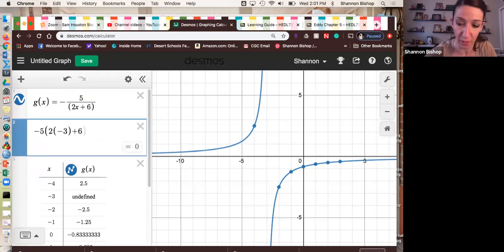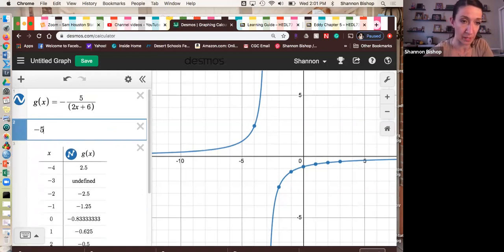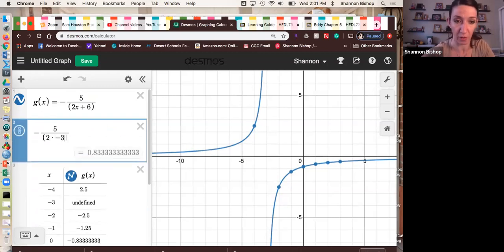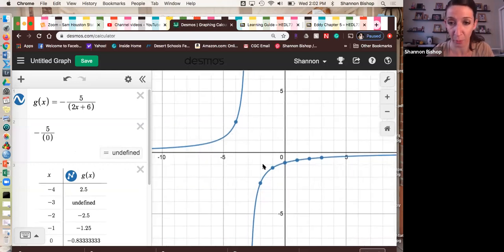Oops, forgot my divided by symbol. Hang on, back up the trolley. -5 divided by 2 times -3 plus 6. Okay, that is undefined. You cannot plug in -3. Why? Think about it. Guys, what's 2 times -3? -6. What's -6 plus 6? 0. And what's 5 divided by 0? Undefined, not possible. So on this particular function, you are seeing that the breaking point that separates the curve is at -3.